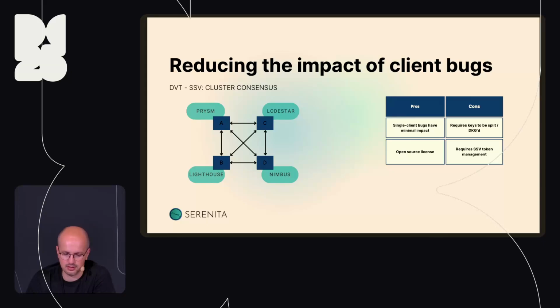Then there's the other approach, which is called DVT, which stands for Distributed Validator Technology. One of the implementations is from SSV. With DVT, you basically run a single validator out of multiple places. You kind of split it up. And in all of those places, you can use a different client combination. And again, this way you can protect validators against a single client bug.